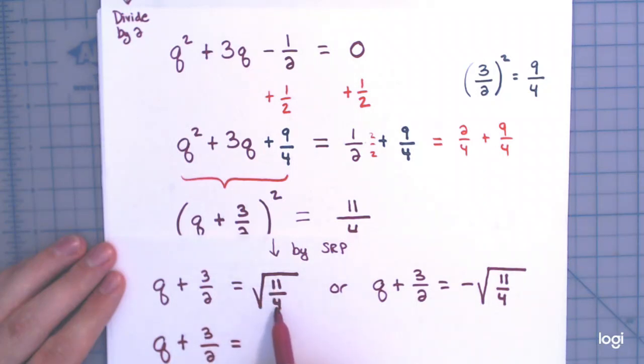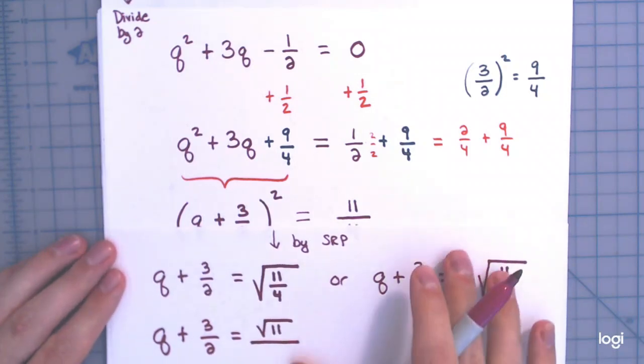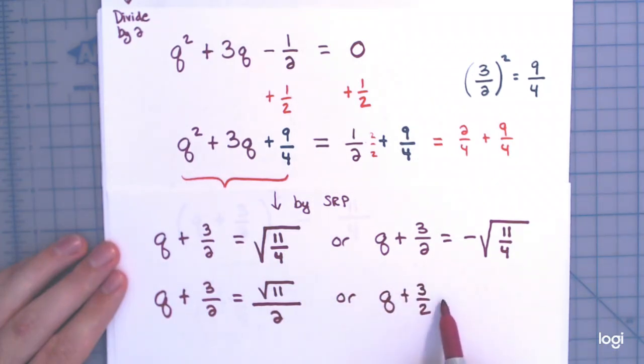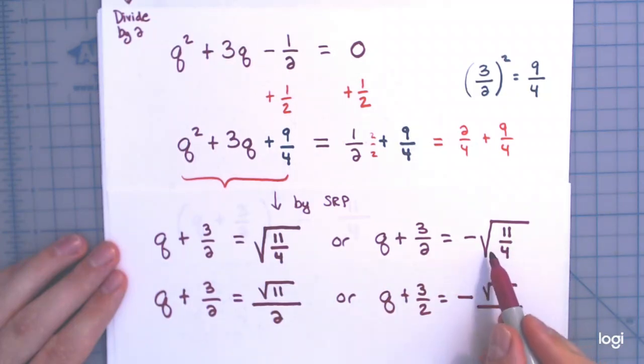equals, and you can simplify this as the square root of 11 in the numerator, and then a big division sign, and make the bar long enough so I know it's not in that first radical. And then what's the square root of the denominator? The principal square root of 4 is 2. So numerator square root of 11, denominator 2. Or, and the same thing over here, q plus 3/2 equals the opposite of that. Negative. And then this square root of 11/4 is, again, the square root of 11 in the numerator divided by the square root of 4, or just 2 in the denominator.